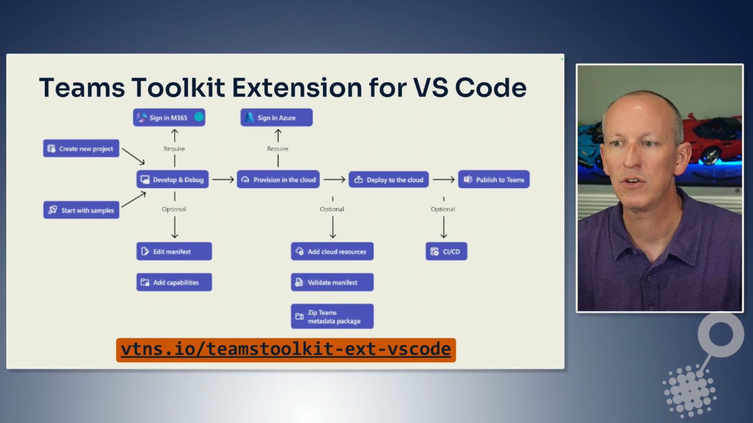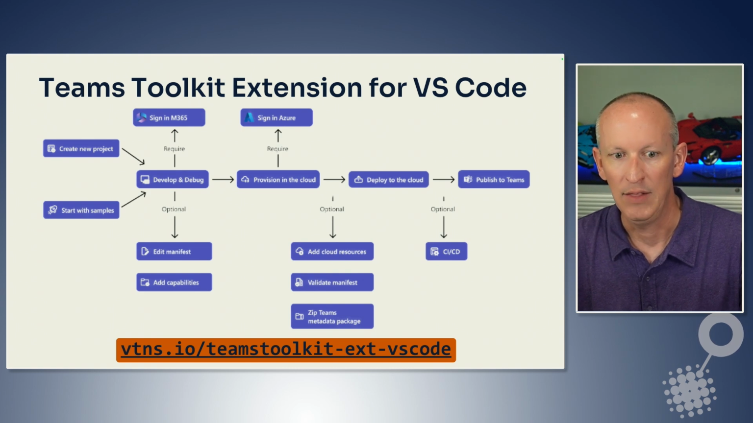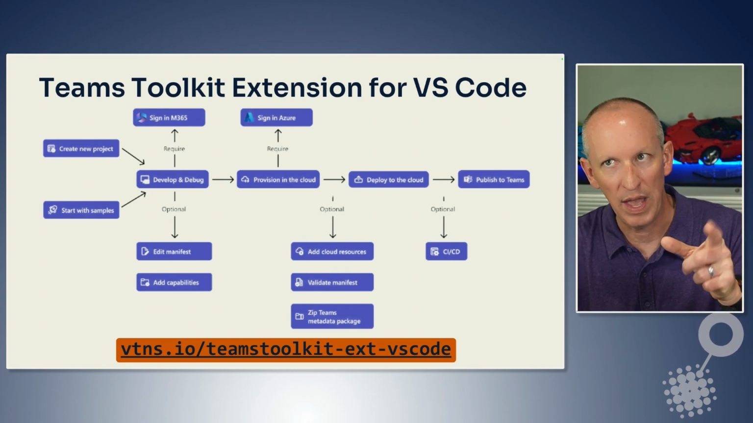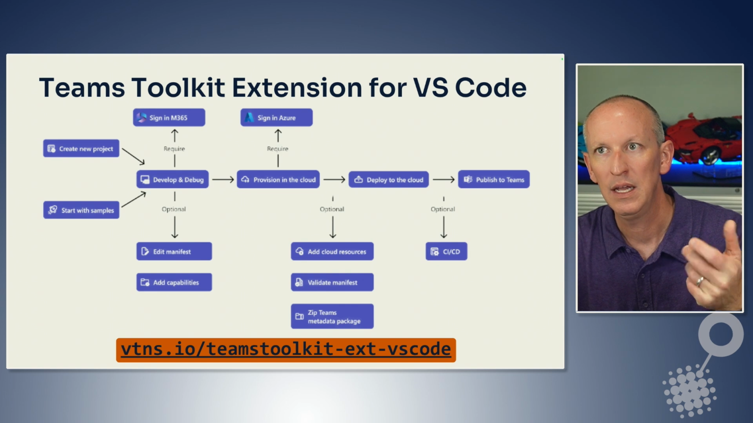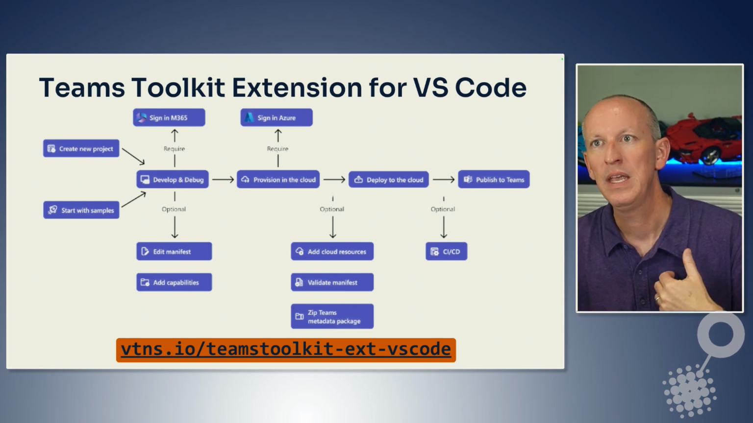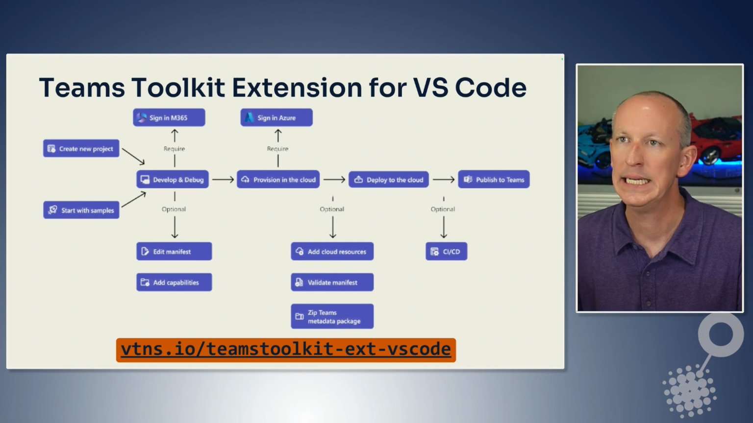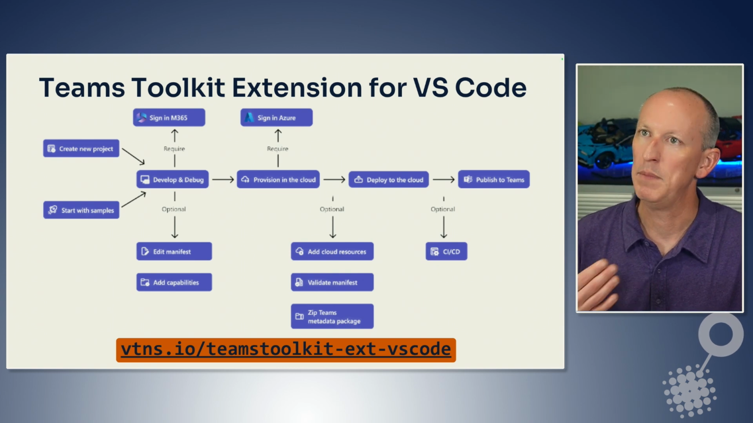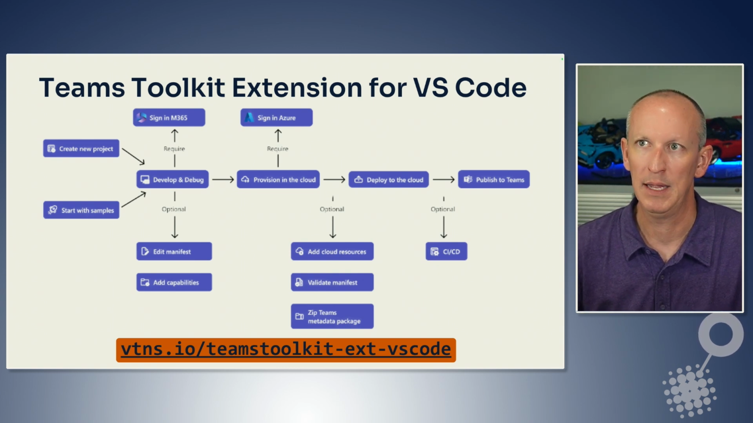Now, inside the Visual Studio Code extension, I'm most likely going to want to sign in to my Microsoft 365 tenant. The reason I do this is because when I do the whole F5 experience in the Teams Toolkit, that's how it's going to package and upload my app and deploy it to my Teams tenant for sideloading, for me to be able to test it and develop it and play with it.